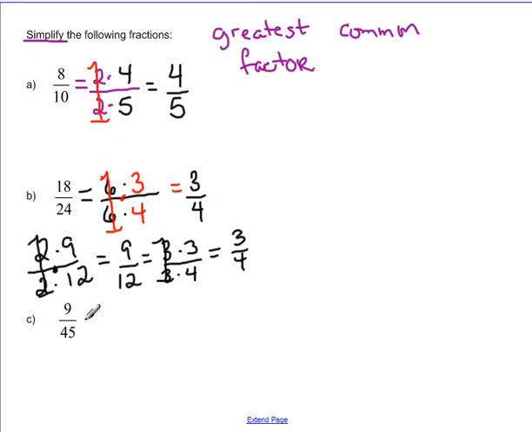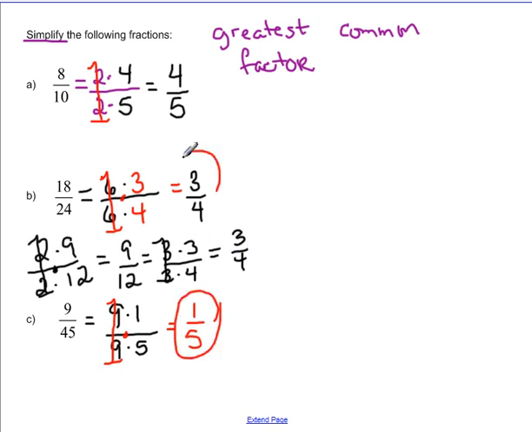This last problem where we have 9/45, the greatest common factor of 9 and 45 is 9. So again, I'm going to write each of these as 9 times something. Well, 9 times 1 is 9. 9 times 5 is 45. And when we see that fancy form of 1, that 9 over 9 just equals 1, 1 times 1/5 is just the fraction 1/5. So there's our final answer there.